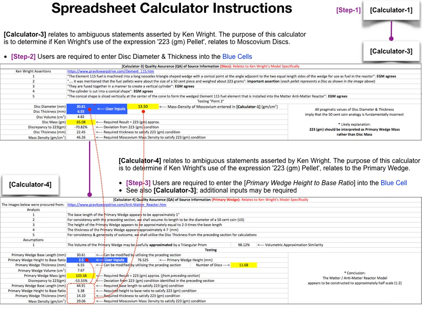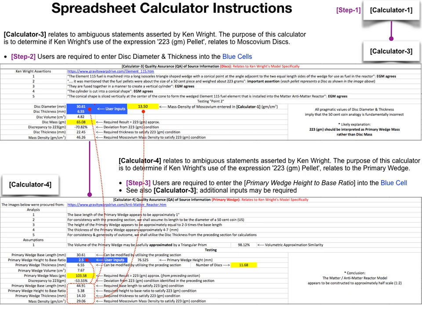Calculator 3 utilises Calculator 1 as a first step in the process flow indicated, by utilising the mass density value specified in Calculator 1. Calculator 3 relates to ambiguous statements asserted by Ken Wright. The purpose of this calculator is to determine if Ken Wright's use of the expression 223 gram pellet relates to moscovium disks. Users are required to enter disk diameter and thickness into the blue cells.